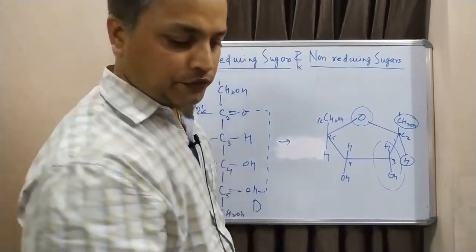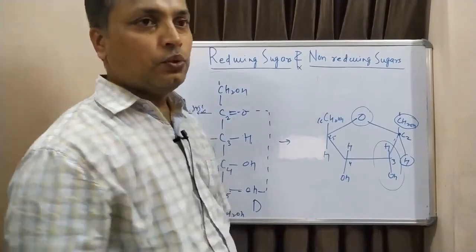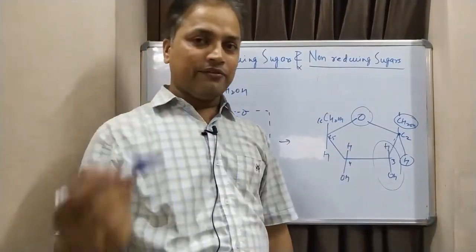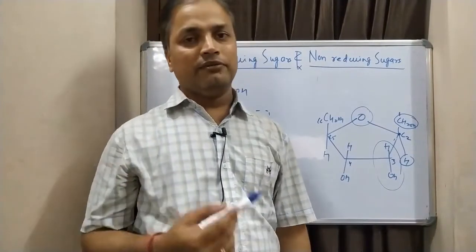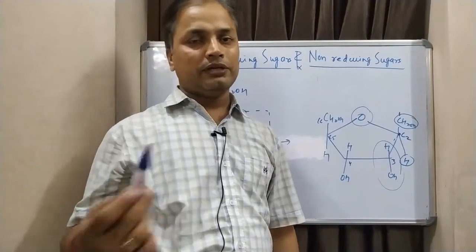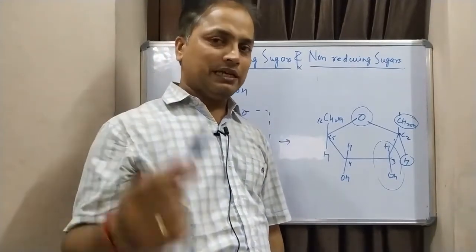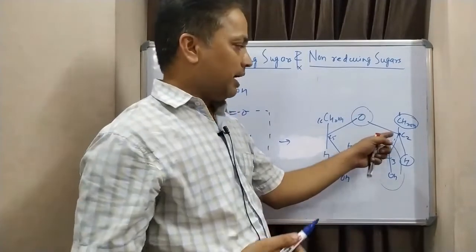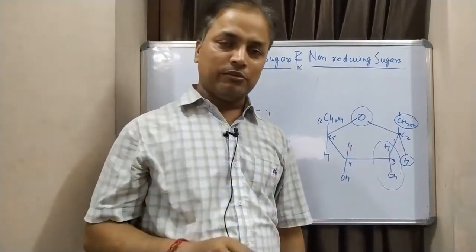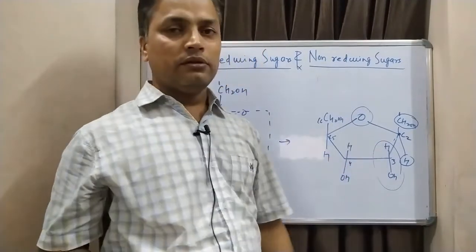Now the definition of a reducing sugar is: a sugar whose anomeric carbon has free oxygen available, which can bind, which can react, which can donate electrons. So if free oxygen for the reaction is available at the anomeric carbon, we will call it a reducing sugar. If that anomeric carbon lacks oxygen, we will call it a non-reducing sugar.